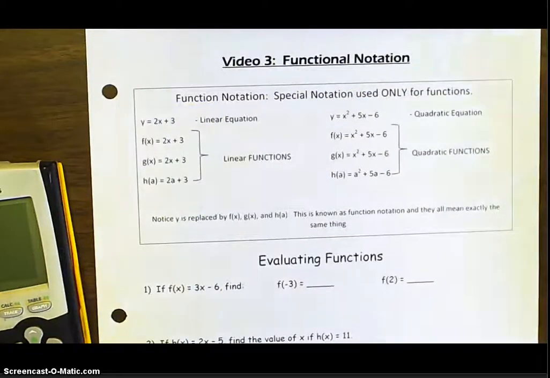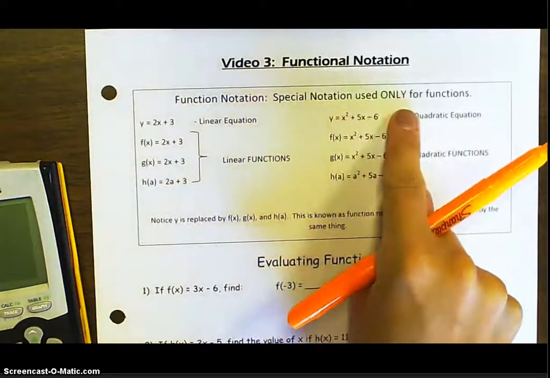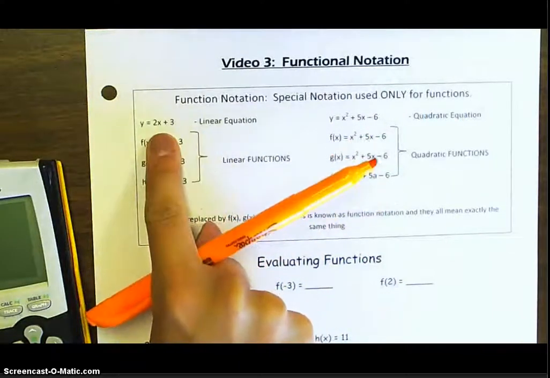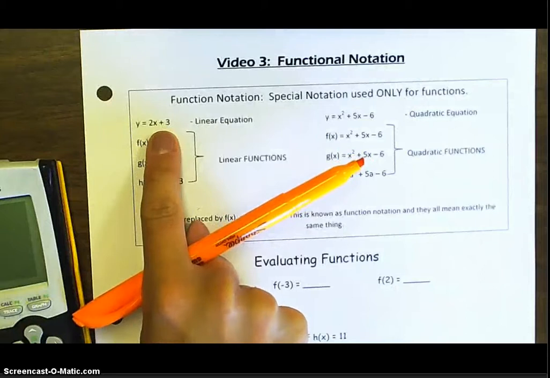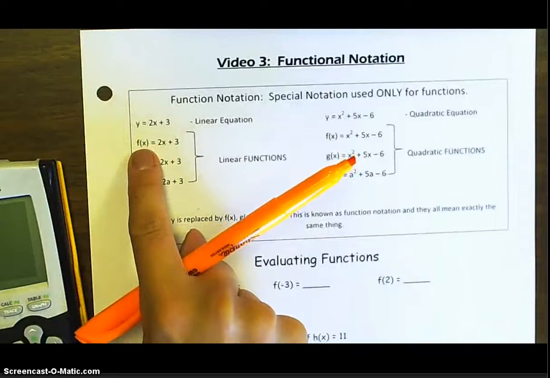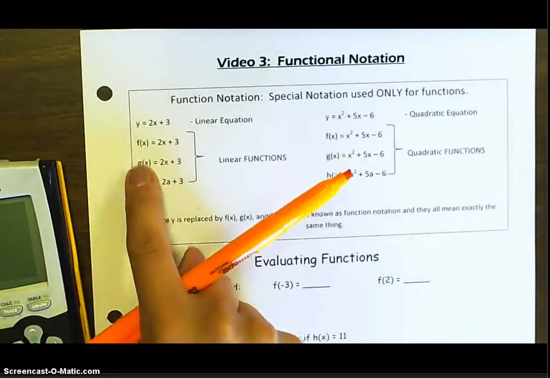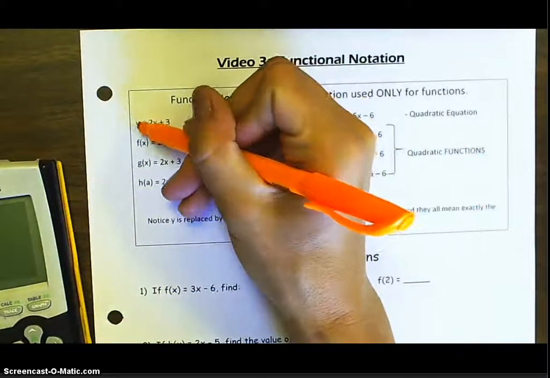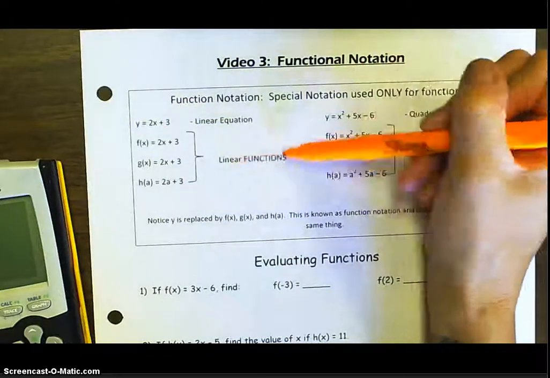So here we go. Functional notation is a special notation used only for functions. We are used to seeing linear equations, so our lines, in the form of y equals 2x plus 3. What functional notation is going to do is take the y and make it f of x, or g of x, or h of x. That's stating that it is a function, so you can use any letter there. It's just replacing the y with this functional notation. So these are all examples of linear functions.